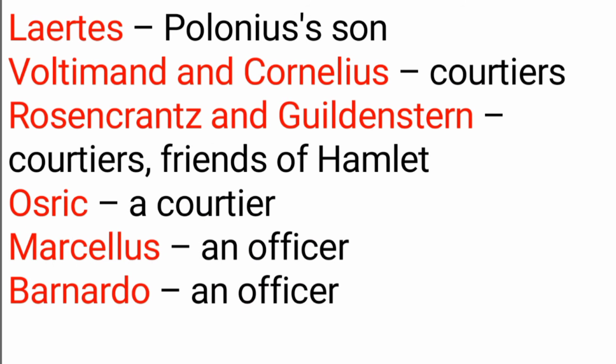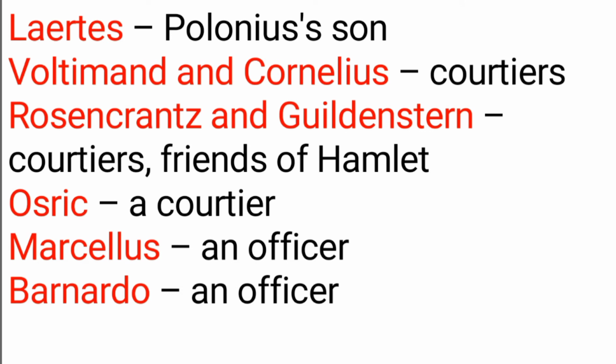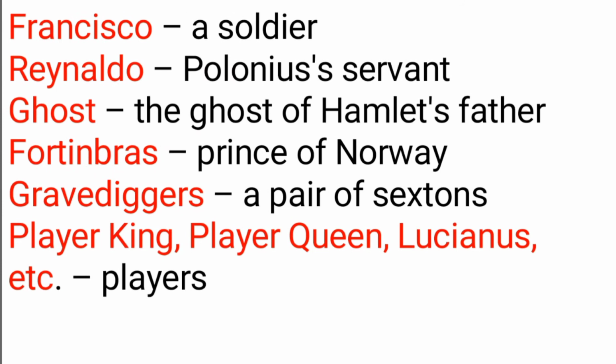Laertes, Polonius' son and Ophelia's brother. Voltimand and Cornelius, they are courtiers. Rosencrantz and Guildenstern, they are courtiers or schoolmates or friends of Hamlet. Osric is a courtier as well as the messenger who appears in the last scene, and thus it was a very important part. And the next one is Marcellus, an officer. Bernardo, another officer. Francisco, a soldier. Reynaldo, who is Polonius' servant.